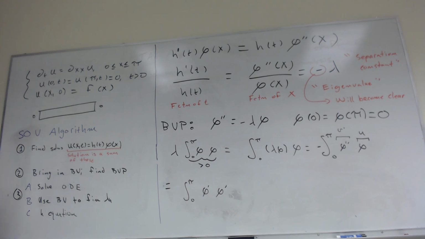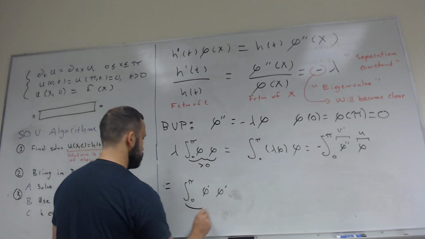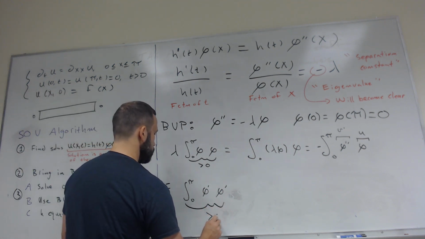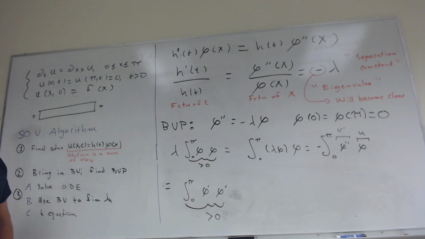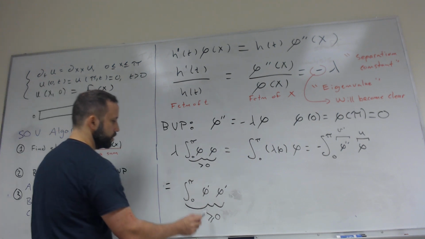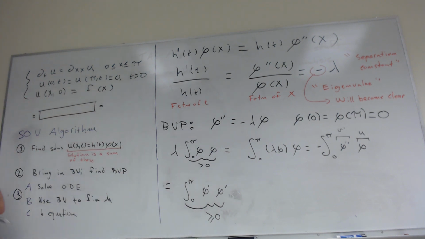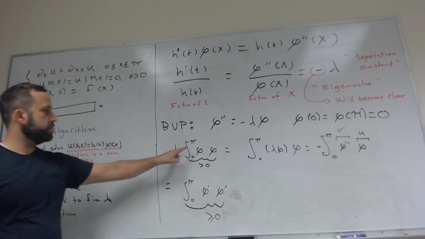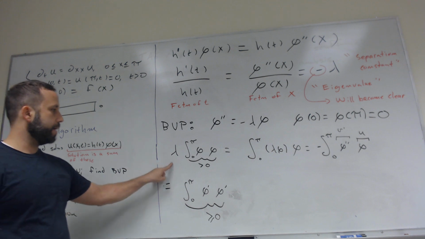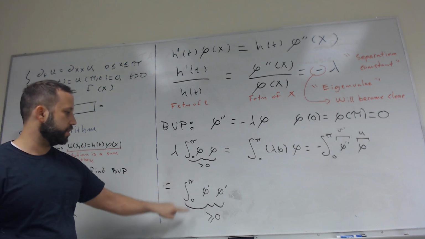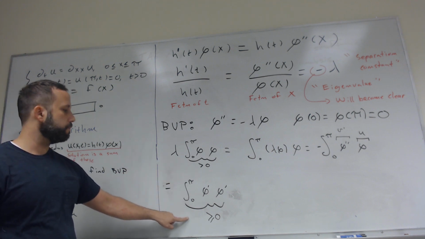Okay, well, let's make an observation here. This is greater than 0. Actually, we only know it's greater than or equal to 0 because phi could be a constant. So this is greater than or equal to 0, and we know this is greater than 0. I've got lambda times something that's greater than 0 is equal to something that's greater than or equal to 0.